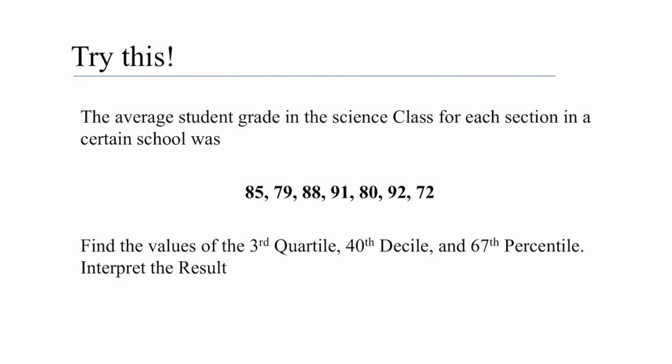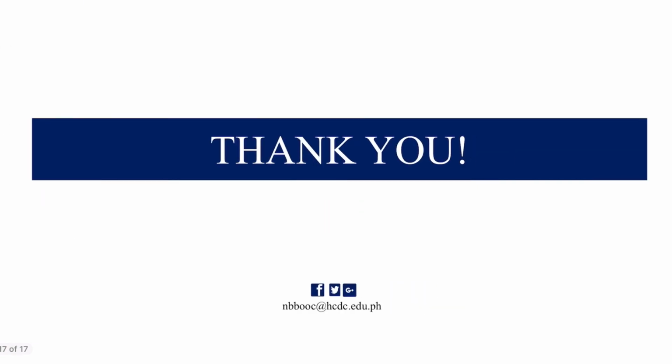The average student grade in the science class for each section in a certain school was 85, 79, 88, 91, 80, 92, 72. Find the values of the 3rd quartile, 4th decile, and 7th percentile. Then interpret the results.